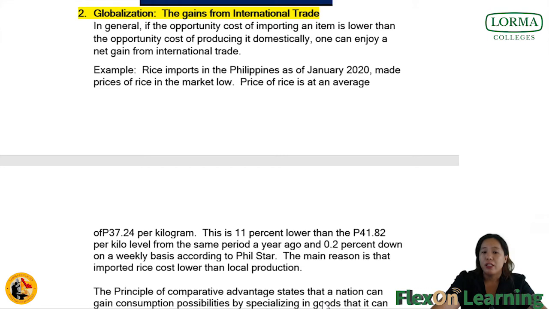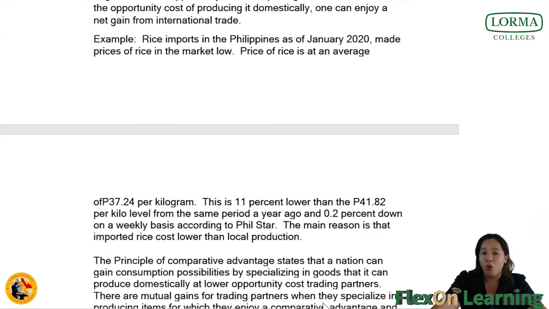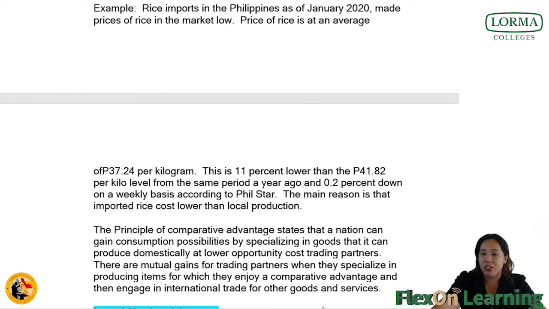Okay. So the principle of what we call comparative advantage states that a nation can gain consumption possibilities by specializing in goods that it can produce domestically at lower opportunity cost than trading partners. There are mutual gains from trading partners when they specialize in producing items for which they enjoy a comparative advantage and then engage in international trade for other goods and services.